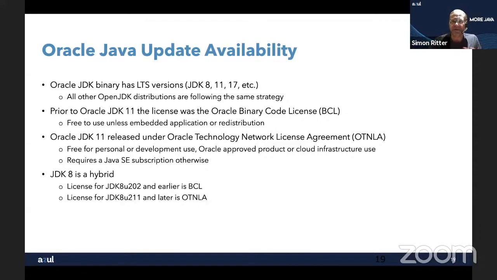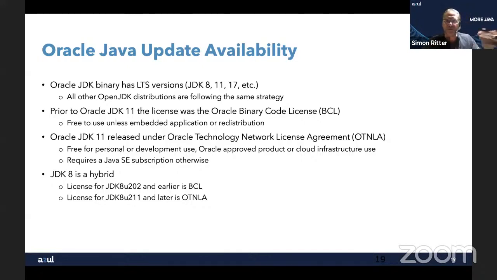JDK 8 is a little bit of a hybrid in terms of the license from an Oracle perspective. So up until update 202, which was January 2019, that used the binary code license, meaning that you could quite happily install those on your machine, use them for free, not a problem. As of JDK 8 update 211, which was April 2019, that switched to the Oracle Technology Network License Agreement. So if you are at home playing Minecraft, you will still see messages pop up on your desktop saying there's a new version of Java, you can install an update, and that will work quite happily.